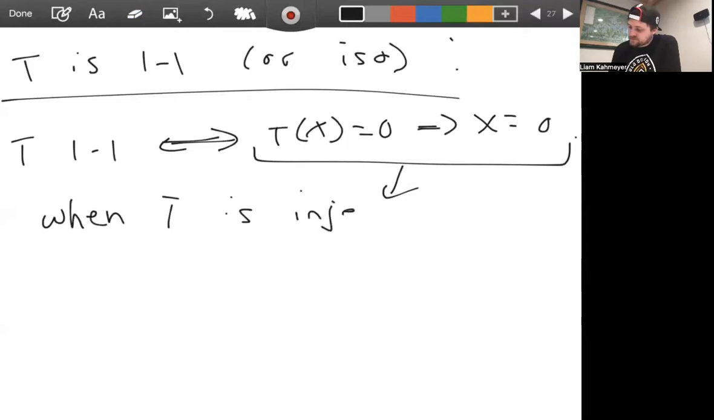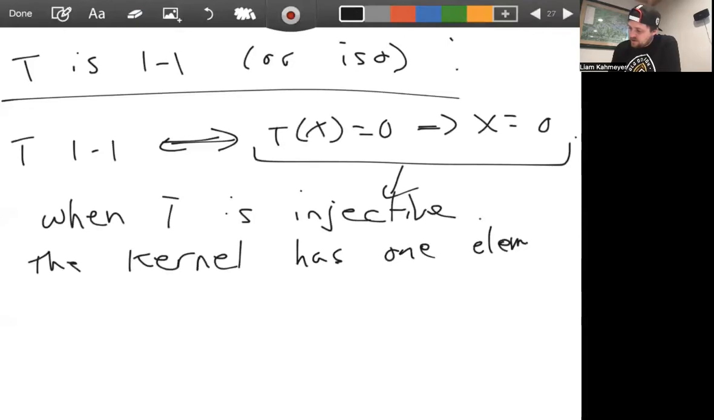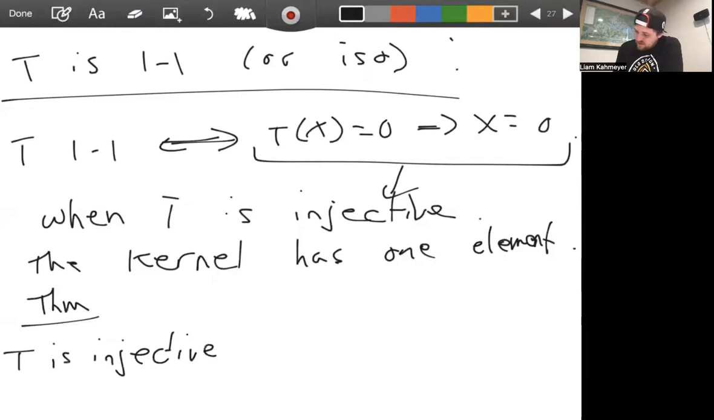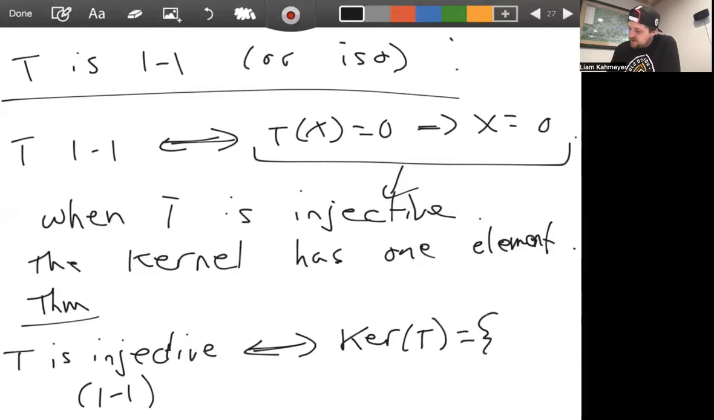What this criterion is saying is that when T is injective, the kernel has one element, right? Stated more properly, we have the following theorem. T is injective, or 1 to 1, if and only if the kernel of T is just the 0 vector, right? So the kernel is 0 dimensional in that case, because it's a point, right? Your kernel is one point and it's the origin, and a point is a 0 dimensional subspace, right?